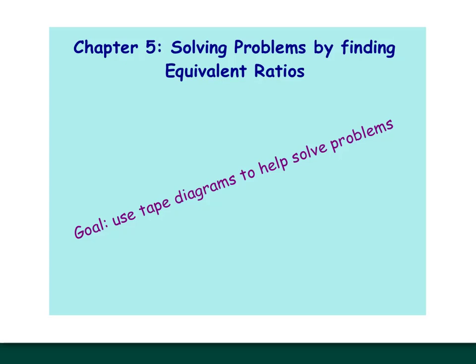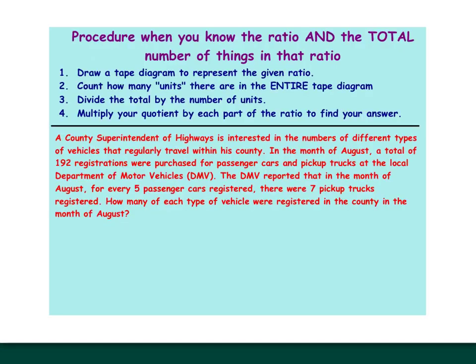In today's lesson, we're going to be solving problems by finding equivalent ratios, and our goal is to use tape diagrams to help us solve different types of problems. We're going to look at two types of problems. The first uses the procedure for when we know the ratio and a total number of things in the ratio. We'll look at this, and then we'll look at the second type in just a couple minutes. So our first step is to draw a tape diagram to represent the given ratio.